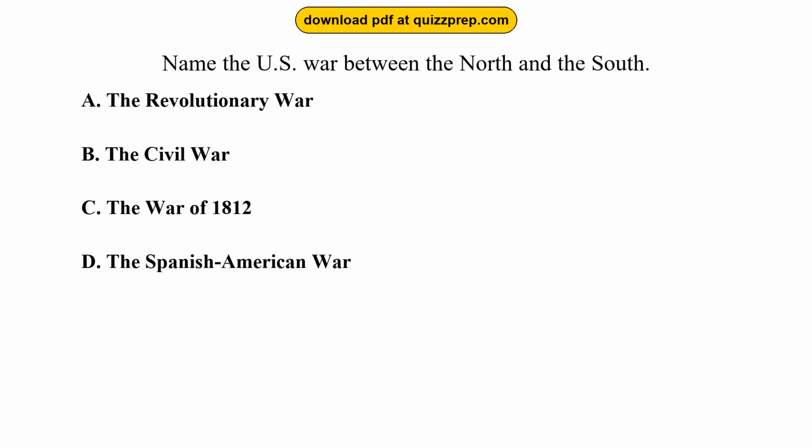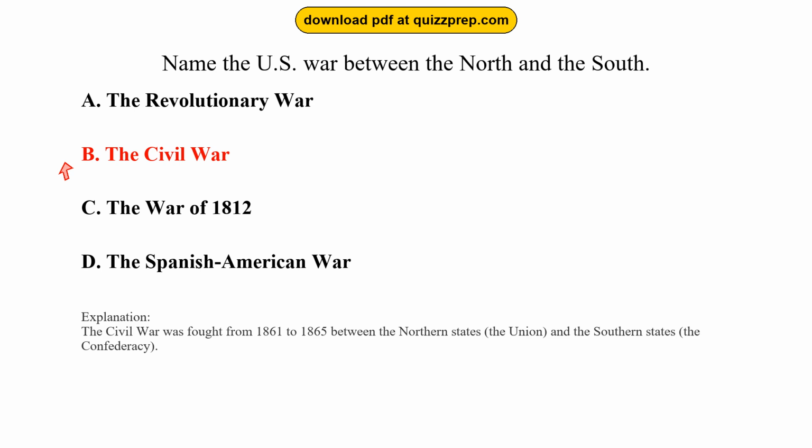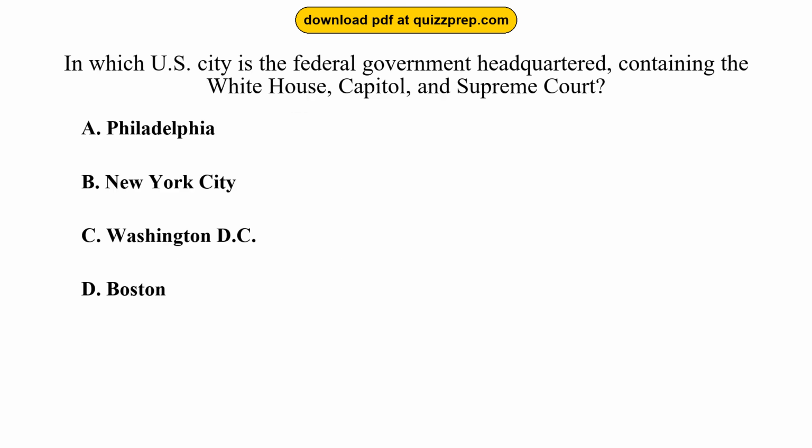Question 30. Name the U.S. war between the North and the South. Option A. The Revolutionary War. Option B. The Civil War. Option C. The War of 1812. Option D. The Spanish-American War. The correct answer is option B. The Civil War. The Civil War was fought from 1861 to 1865 between the Northern states, the Union, and the Southern states, the Confederacy.